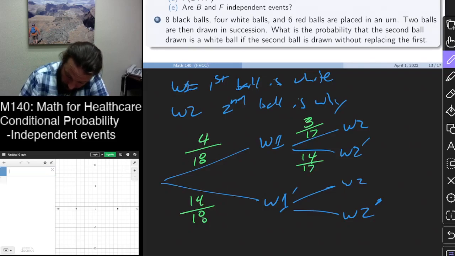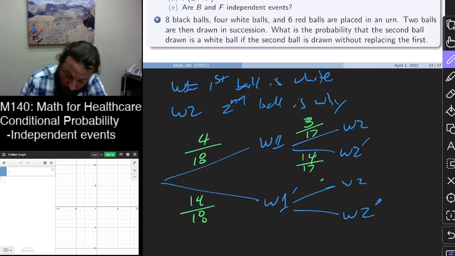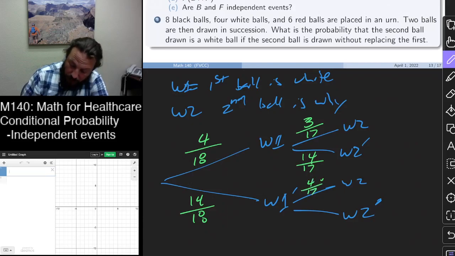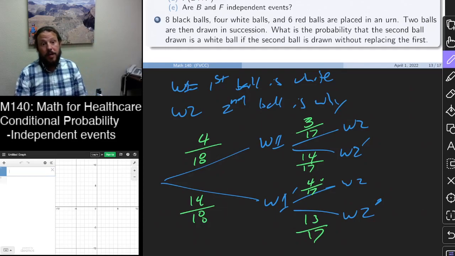And then, what's the probability of white second given that the first ball was not white? So we still have 4 white balls, but only 17 total balls left. And then we have 13 out of 17 here. But notice, this is an example where it's not independent events, right?